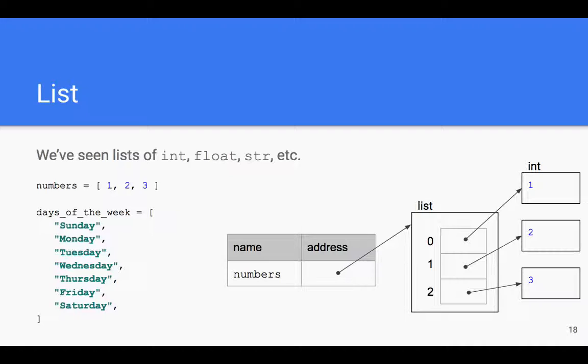So we've used lists quite a bit. We've seen lists of ints, floats, and strings, etc. Those are the built-in types. And so here, we have a list named numbers that has the numbers 1, 2, 3.